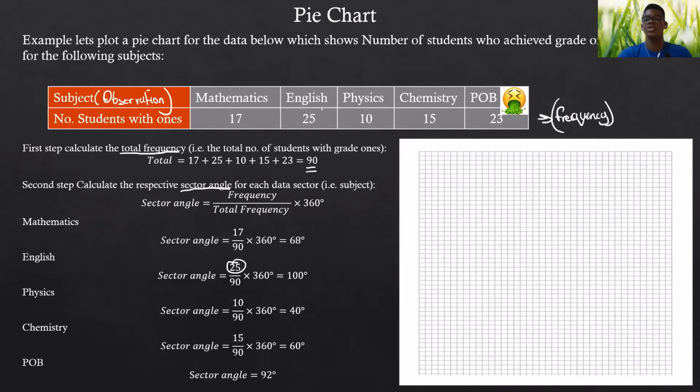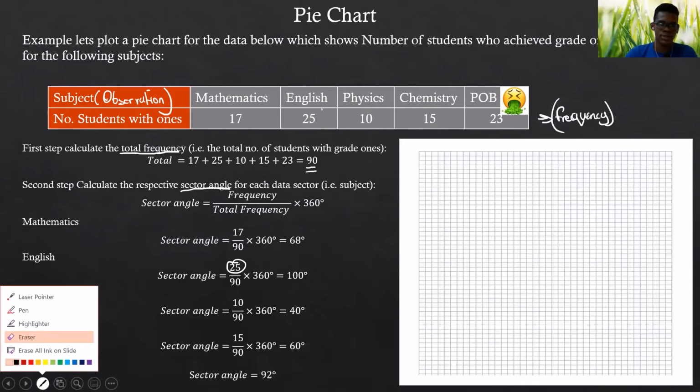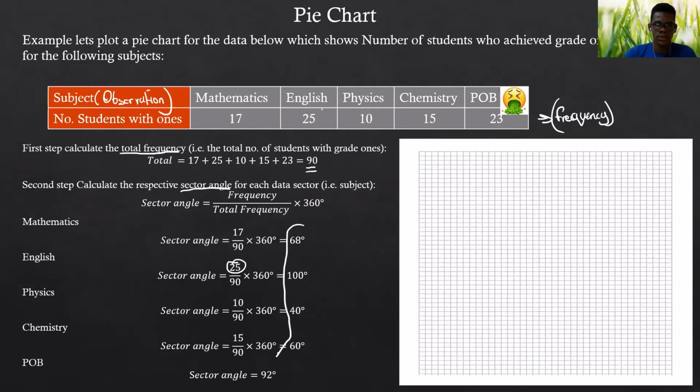Now what you'll notice, what should always happen, is that when you total all these sector angles that you calculated for each, once you finished calculating each sector angle, this total should always be equal to 360 degrees. If it's not, then you did something wrong. Go ahead and check back your calculations. It should always be equal to 360 degrees, right?